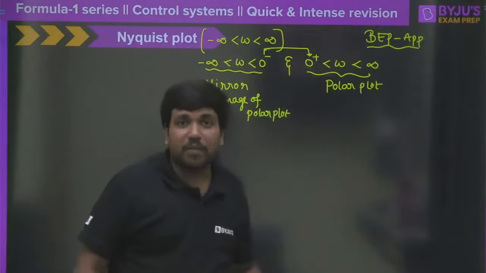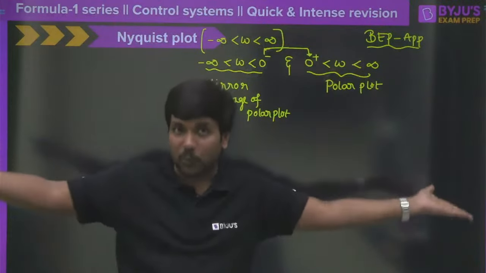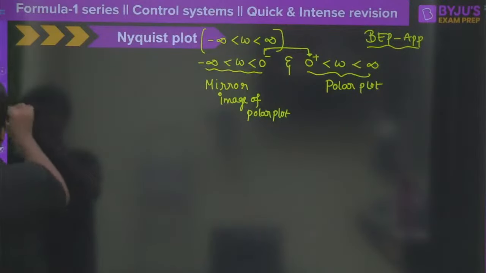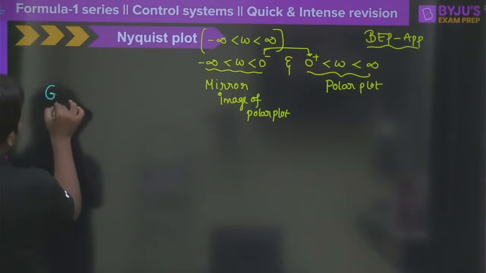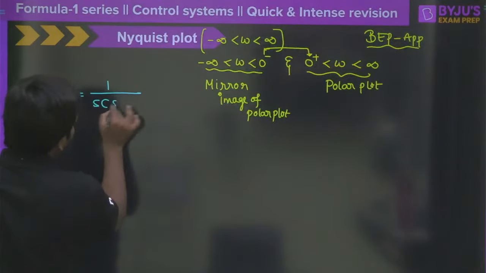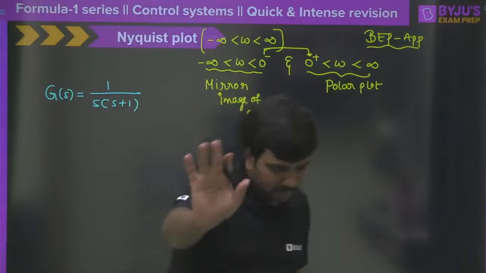0 minus to 0 plus, that quick change in the frequency of a very small value, what will it do? If you want to know that, refer to the classes. But I will give an example here so that you get a better idea. Suppose, let us say, G of s is equal to 1 divided by s into s plus 1. Clear? I am taking this example.